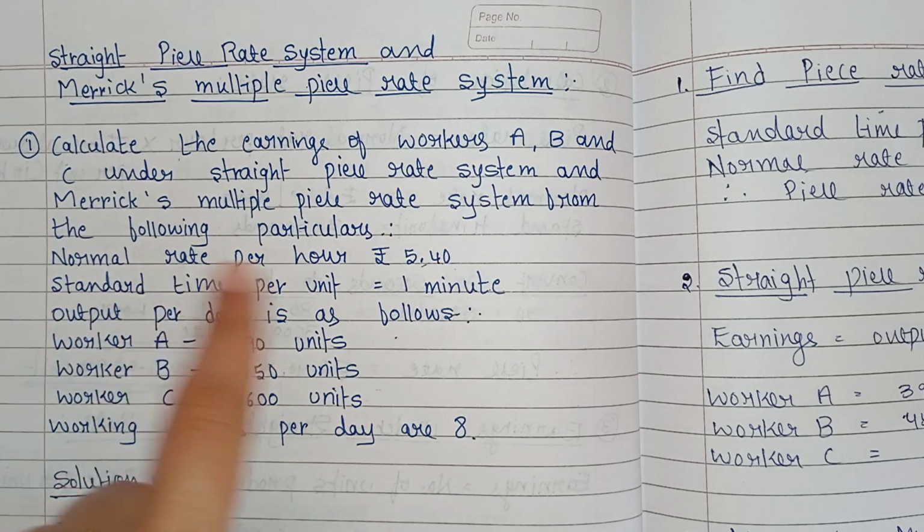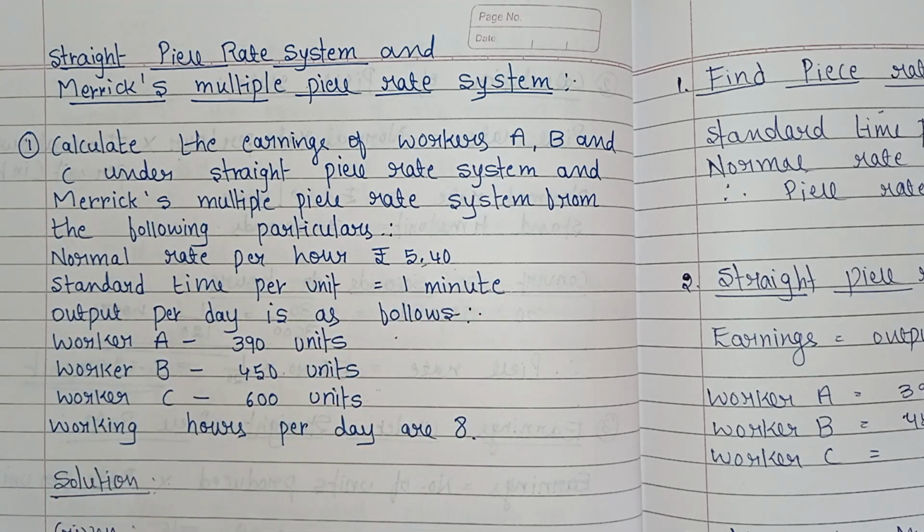Normal rate per hour is rupees 5.40 per hour and standard time per unit is 1 minute, which means to produce 1 unit we need 1 minute. So here we need to convert this 1 minute into hours. Output per day: worker A produced 390 units, worker B produced 450 units and worker C produced 600 units. Working hours per day are 8 hours.